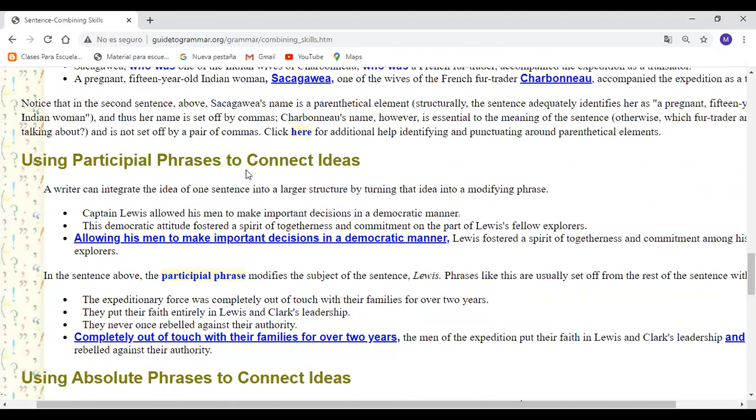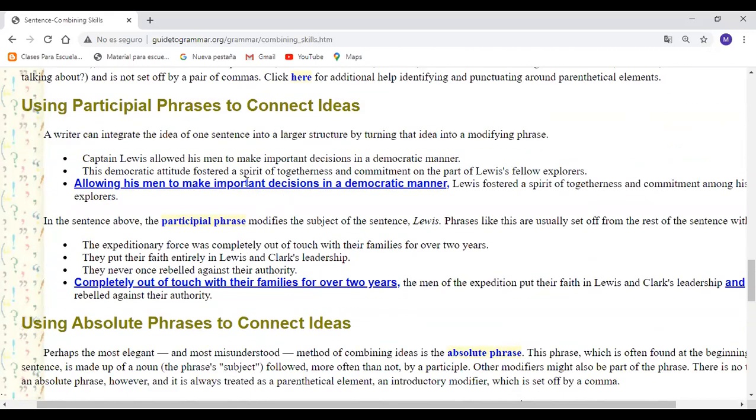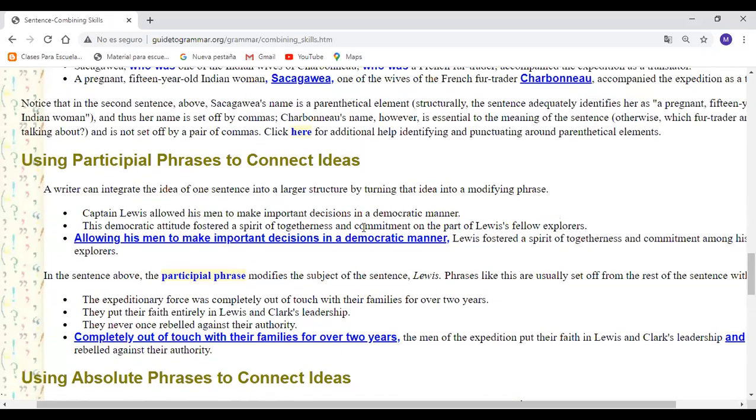Rule number 3, guys. Rule number 3. Participial phrases. Participial phrases. Let's copy the first exercise, please. This one.